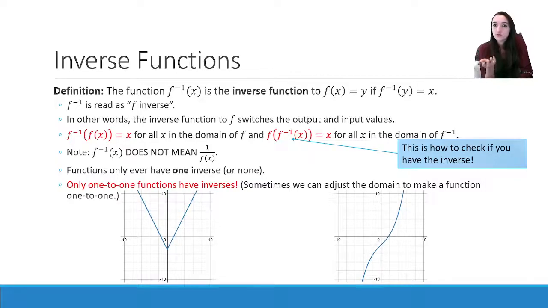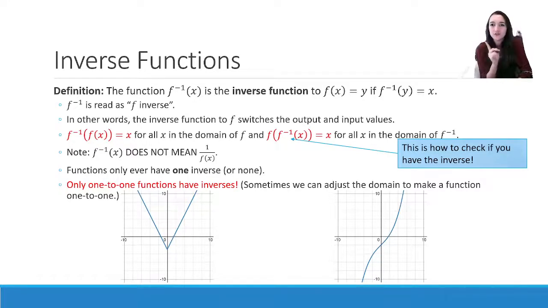Now, one more note to make is something we saw much earlier. Back in chapter 1.2, I introduced the concept of one-to-one functions. We saw a one-to-one function was a function where all the y values are unique. Only one-to-one functions have inverses, and we'll see why once we look at the graphs of our inverse functions later. But sometimes we can adjust the domain to make a function one-to-one just by cutting off the part that isn't.